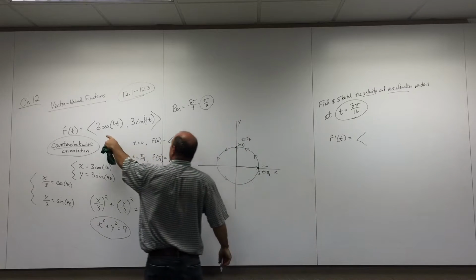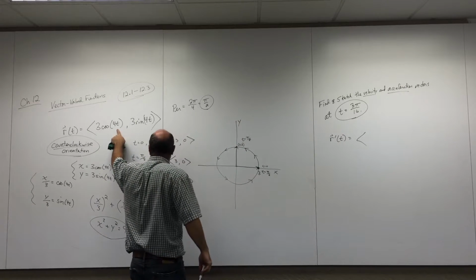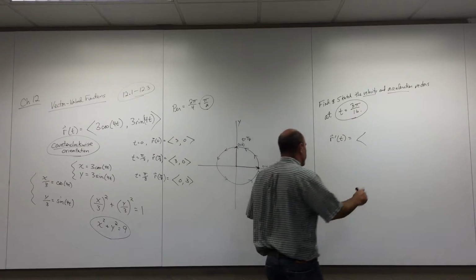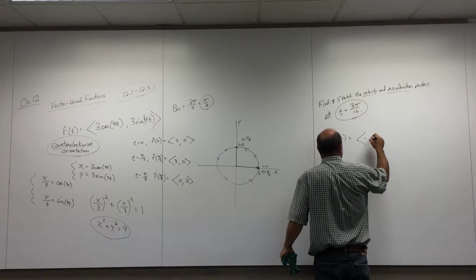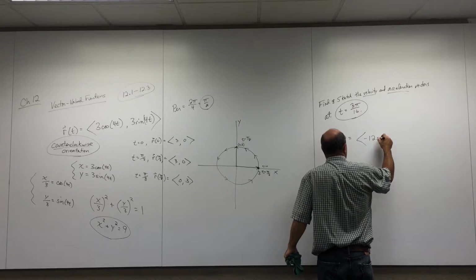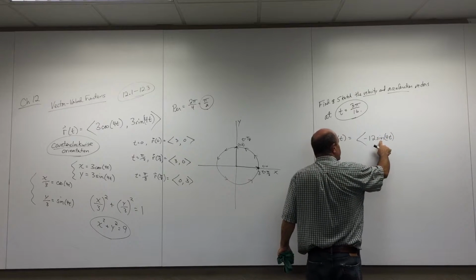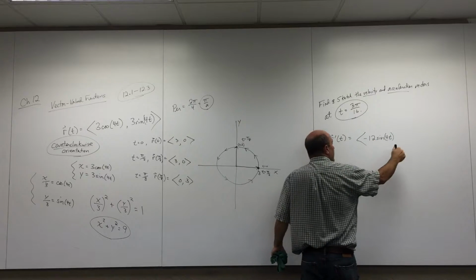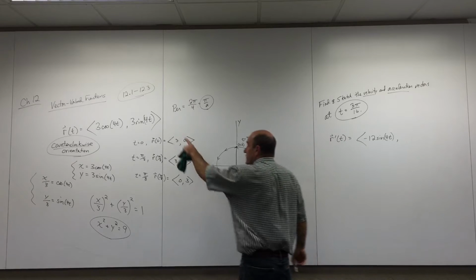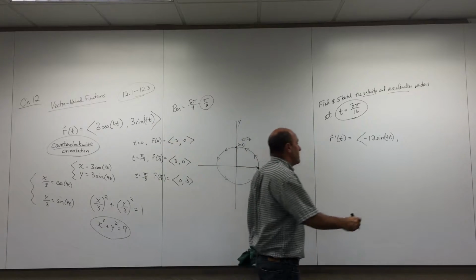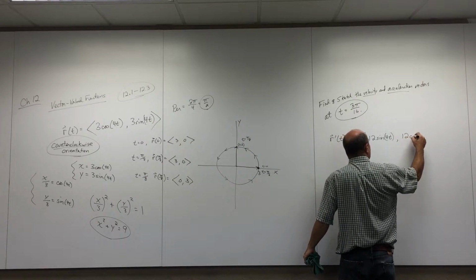Anybody know how to do the derivative of 3 cosine 4t? That's negative 12 sine 4t. Good job. So you did the derivative of the cosine function, and you did the chain rule, which spit out a 4. Okay, good job. And the derivative of 3 sine 4t? 12 cosine 4t.